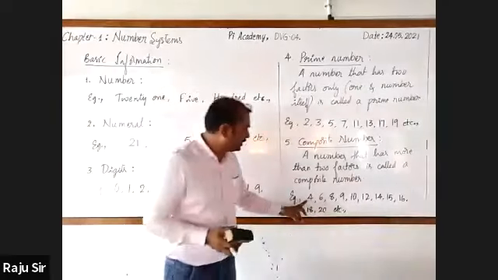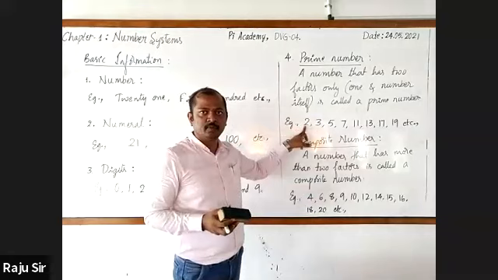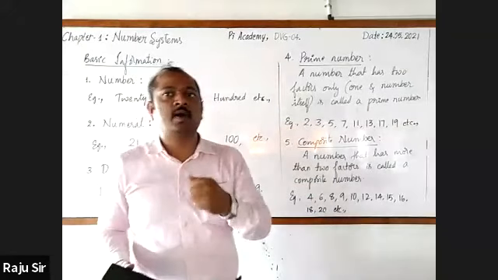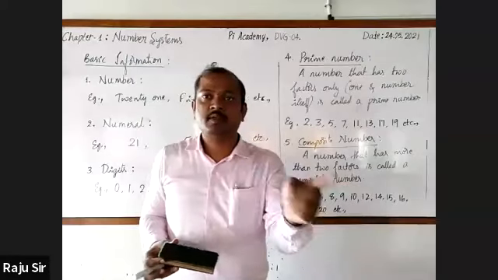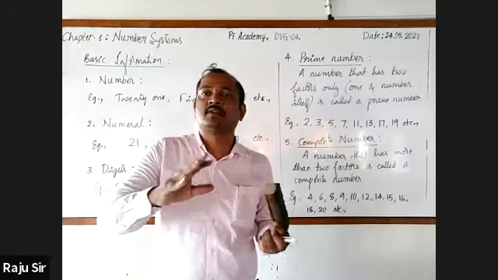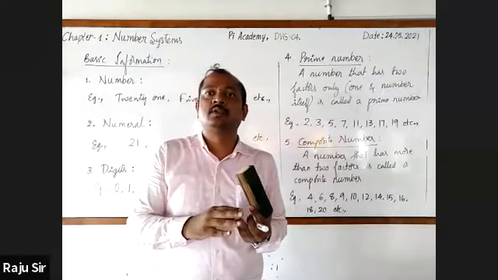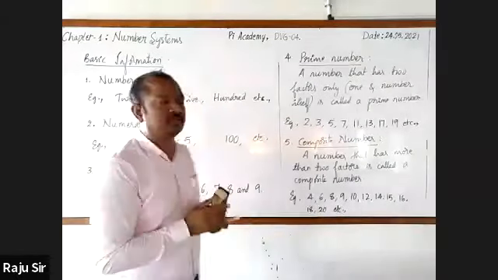Which is the least composite number? We have written, it is 4. The least prime number is 2. But we are not considering 1. What do you say about 1? 1 is neither prime nor composite because it has only one factor. It does not have 2 factors or more than 2 factors. Please write it in your notes.